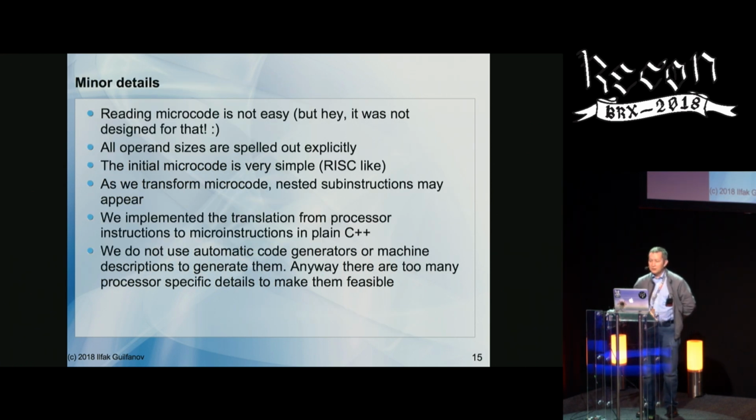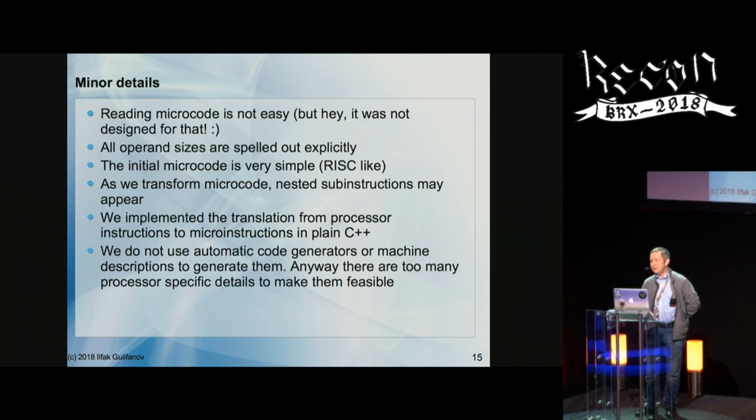As you maybe noticed, reading microcode is not that easy, but it was not designed for that. It was designed so that it can be analyzed easily, especially data flow operations. Data flow analysis should be handled nicely. We do spell out all operand sizes explicitly, and initially it was like RISC, but as we transform the microcode, it becomes not RISC at all. It becomes more like C, as C expressions emerge in it.